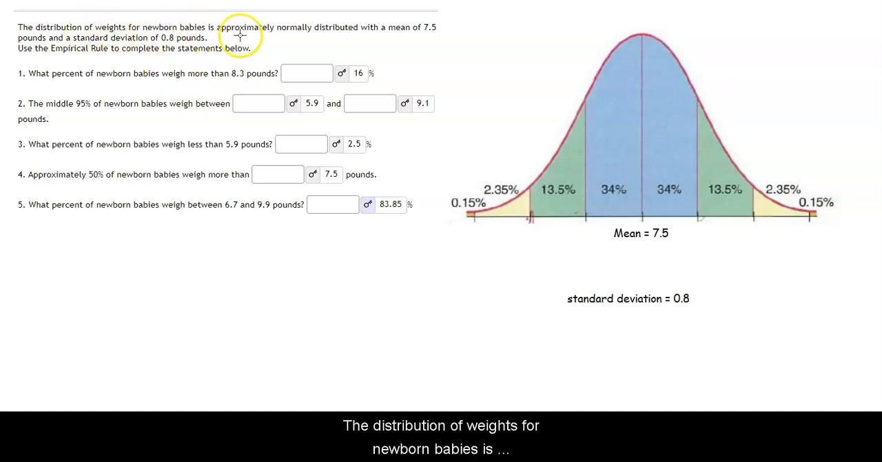Distribution of weights for newborn babies is approximately normally distributed, with a mean of 7.5 pounds and a standard deviation of 0.8 pounds. Use the empirical rule to complete the statements below. So we have 5 statements here and the answers, and we're going to show how to get these answers using this chart here for the empirical rule.